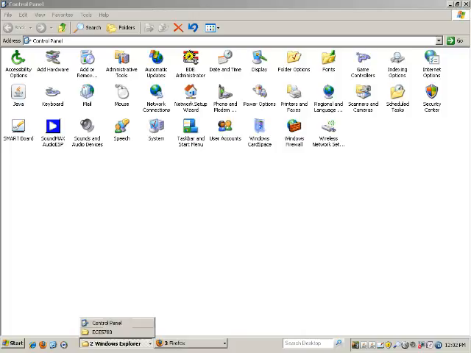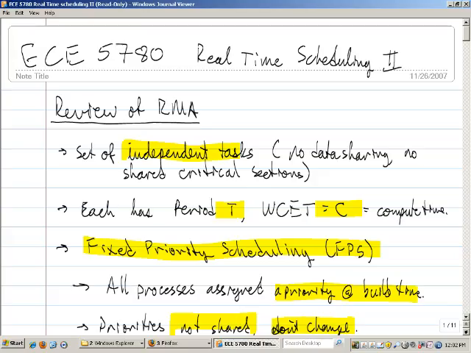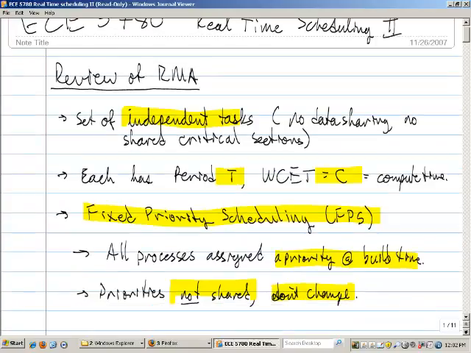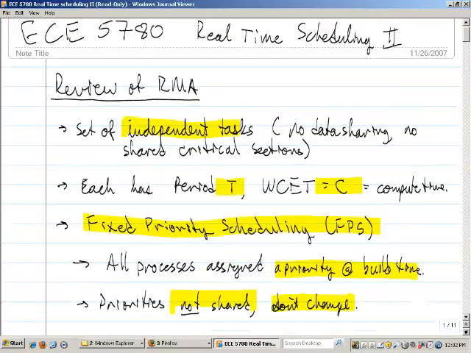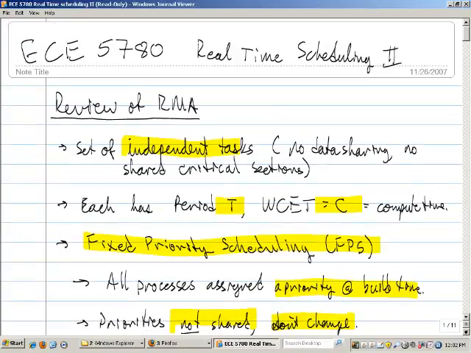No, it's not yet over. Okay. So let's look at rate monotonic analysis. There are a few assumptions that we have.